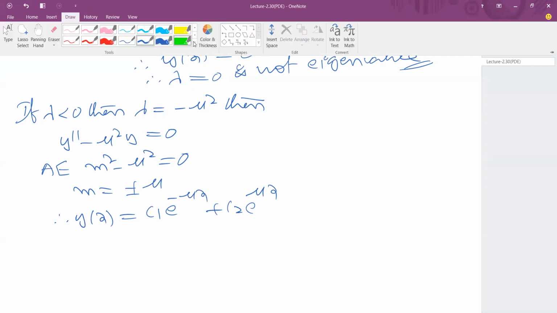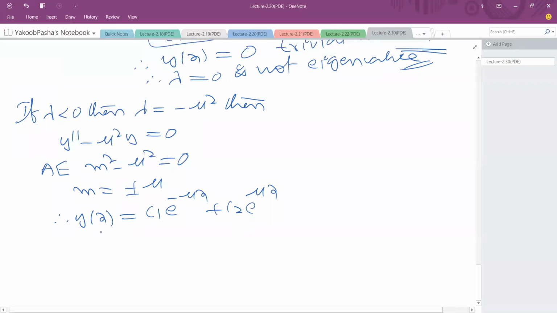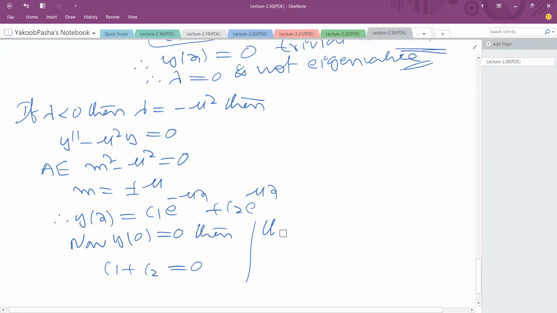Now apply the boundary conditions one by one. First, I am applying y of 0 is equal to 0. Then the first condition gives c1 e power 0 plus c2 e power 0 is equal to 0. This is the first boundary condition. And similarly, I am taking the second boundary condition.